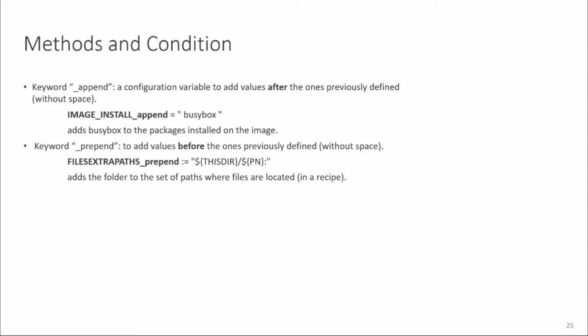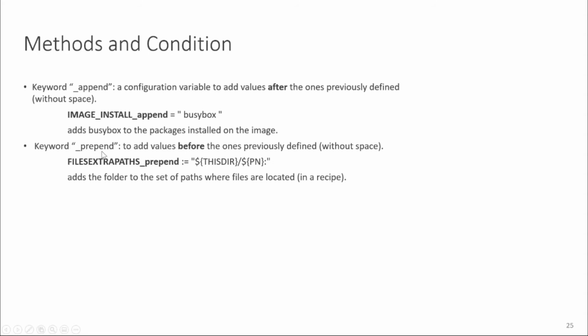As an example, if you have a variable IMAGE_INSTALL, you can append to it by writing IMAGE_INSTALL_append equal to. You have to make sure that when you are adding a new value, you put the space, like here where we have the space before busybox. This example will add busybox to the packages installed on the image.